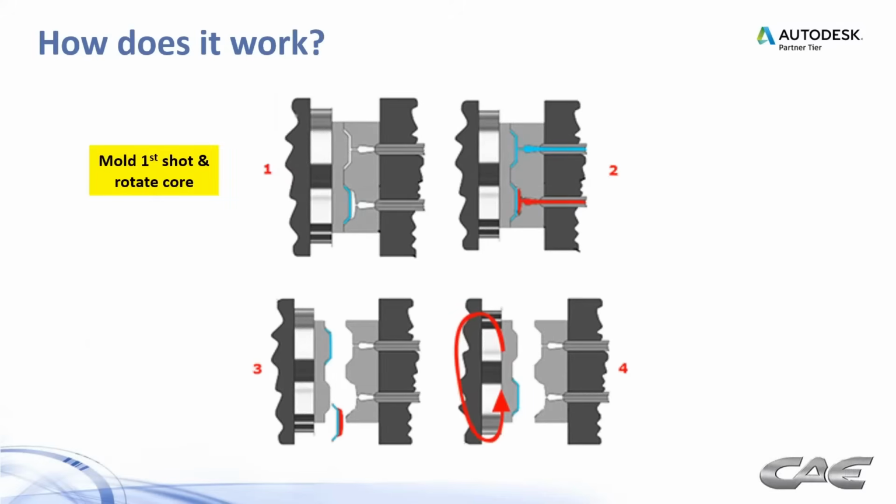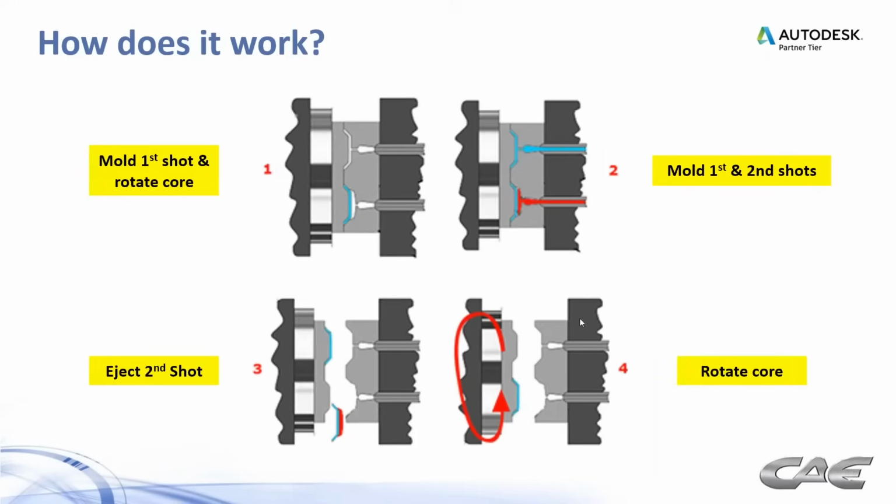So how does it work? Here's just a basic look at how things work. So we have a first shot that we're going to mold here in this station and rotate it over to this position. And then we're also going to mold another shot in the first position while we are molding the second shot over top of it in the second position. We eject the second shot, rotate the core, and go at it again. So that's the basic process that's used for overmolding.